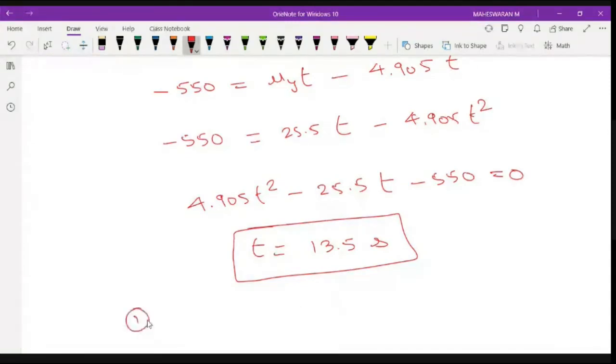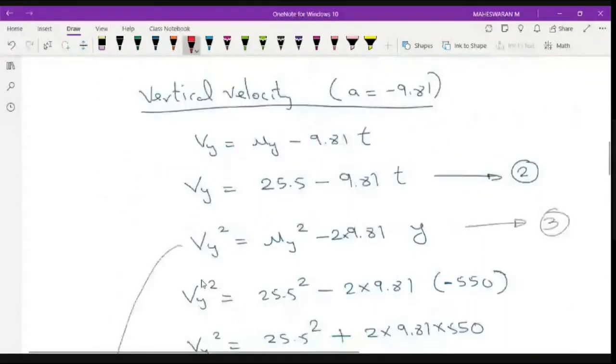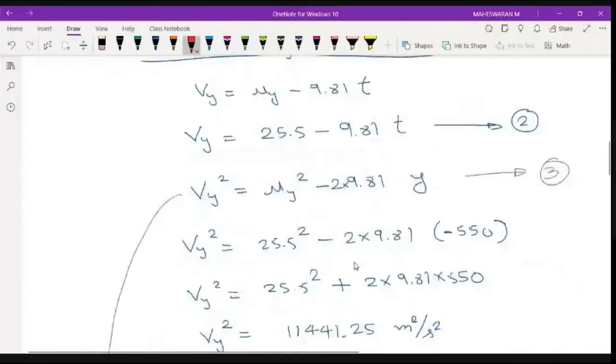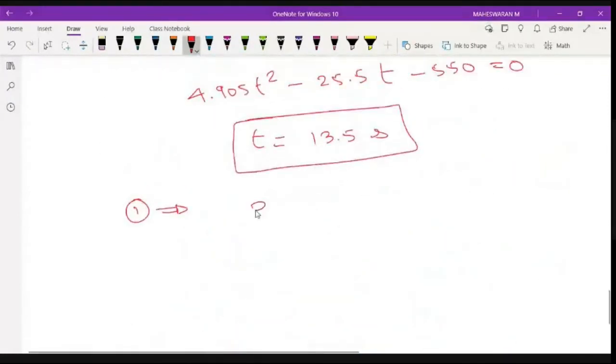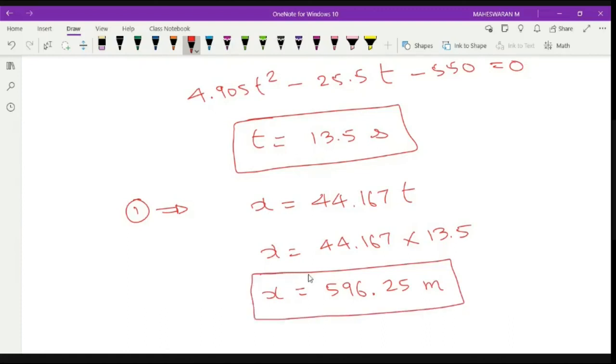So now I am going to take the first equation, x is equal to 44.167 t, and substitute it. So x is equal to 44.167 into 13.5. What is your x distance? 596.25 meter. So this is my x value. So the last one, range, is also identified.